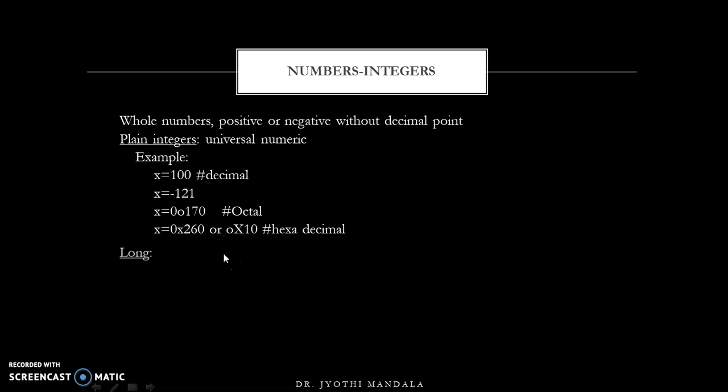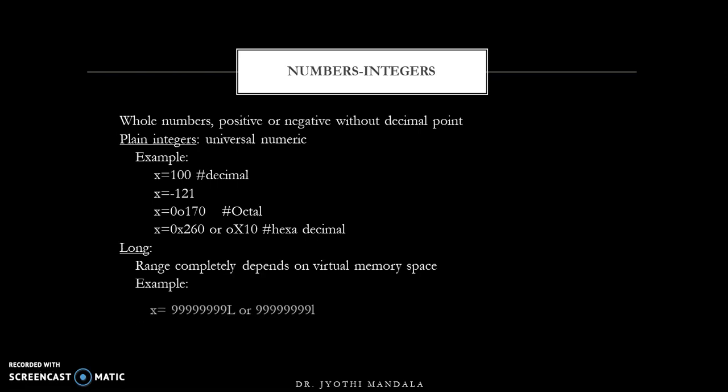Now the second category of integer is long. A long int is used if you want to store a larger value. Here there is no fixed range for long. In Python, the range for long depends upon the virtual memory space. The amount of virtual memory space available in your system, that much range is available for you to store the long number. Whenever you want to declare a long integer, you need to suffix the number with capital L or small l. Any one of these two is possible.